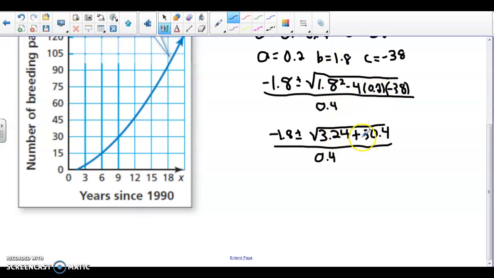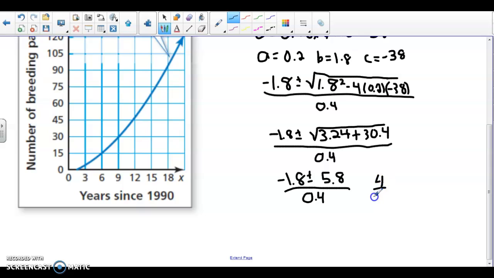These numbers all multiplied out give me plus 30.4. So now I'm just going to add these up, take the square root, and I'm left with this. I took the square root of 33.64, I got 5.8, so I have negative 1.8 plus or minus 5.8 over 0.4. Since I know my x value has to be positive, because we're trying to find years since 1990, I don't have to do negative 1.8 minus 5.8. I'm just going to focus on negative 1.8 plus 5.8, which gives me 4.